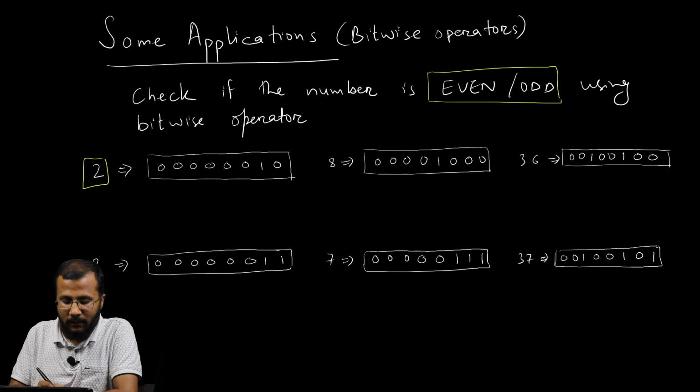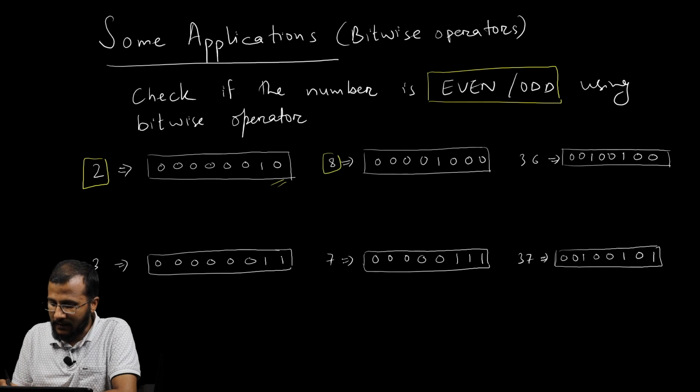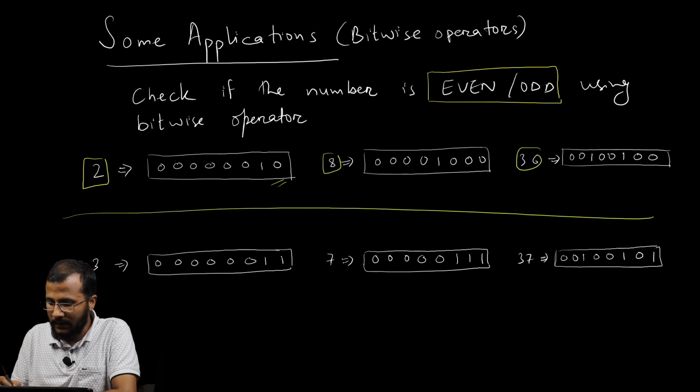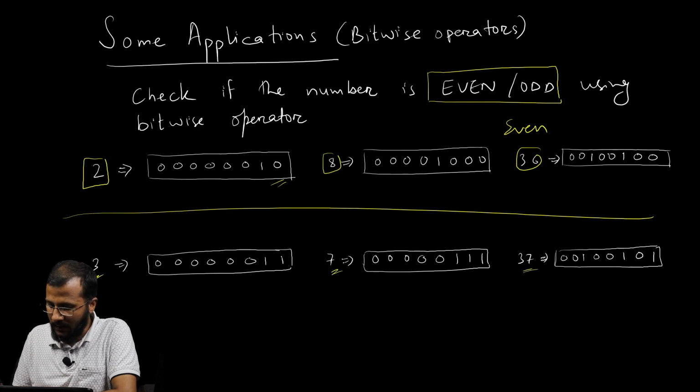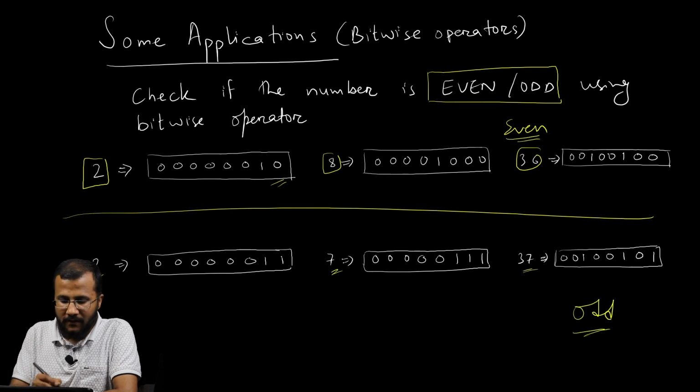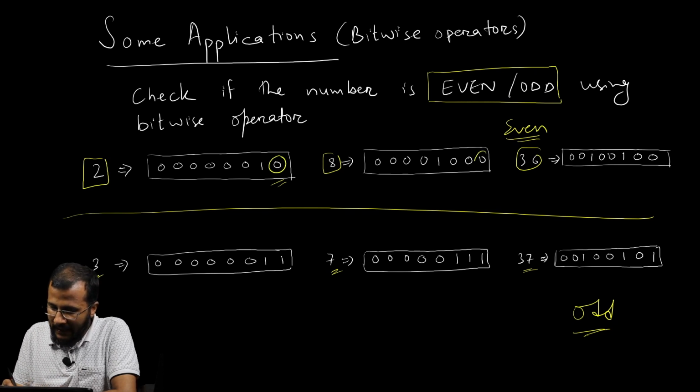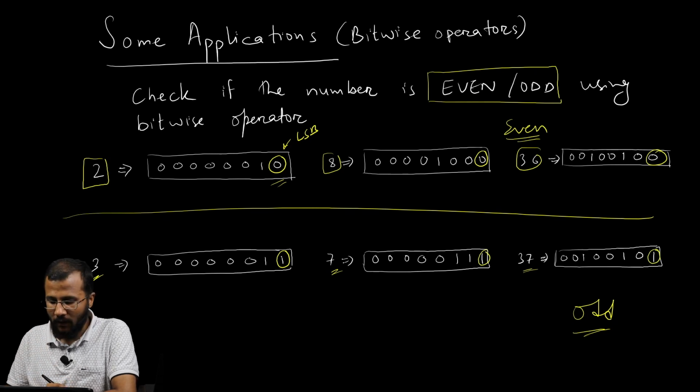Decimal 2 is represented like this in binary. This is 8 and this is 36. All these are even numbers. These three are even numbers. And this is odd number 3, odd number 7 and odd number 37. These are odd numbers. If you just observe this pattern, you will see that all even numbers always end with 0. The least significant bit, this is called LSB. An even number always ends with 0, and an odd number ends with the bit 1. So can we now take advantage of this last bit?